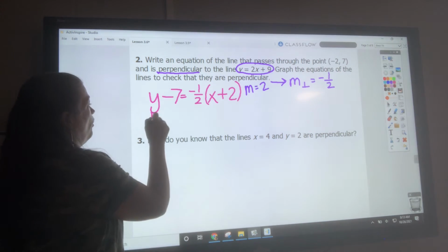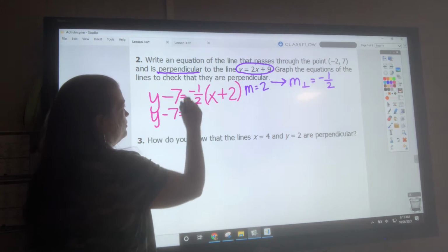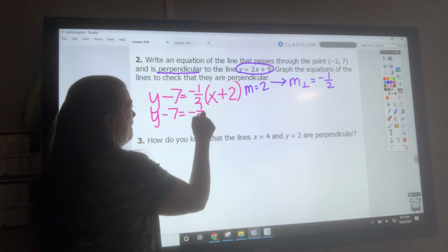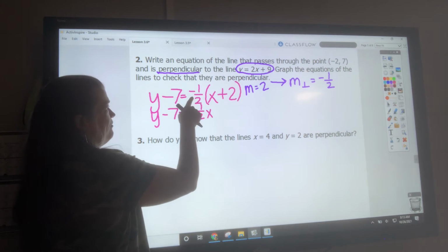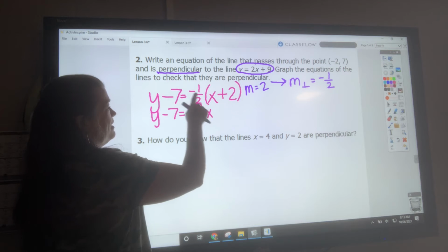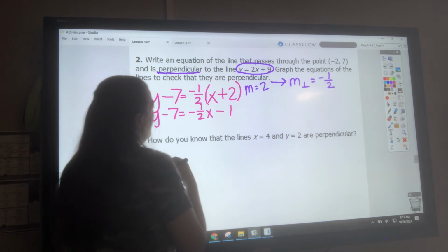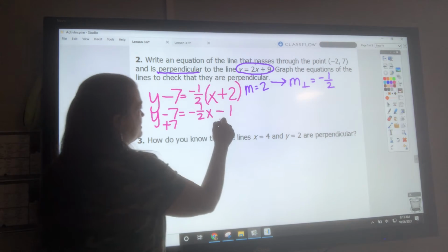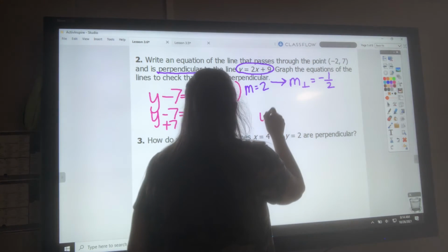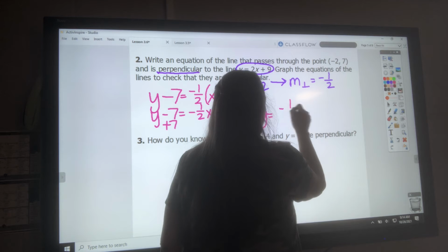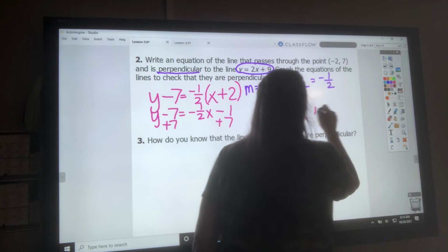So again, y minus 7 is equal to, let's distribute, -1/2 of a +2 is going to be a negative, and 1/2 of 2 is 1, so that's -1. Now I just need to add 7 to both sides, and my equation is going to be y equals -1/2 x plus 6.